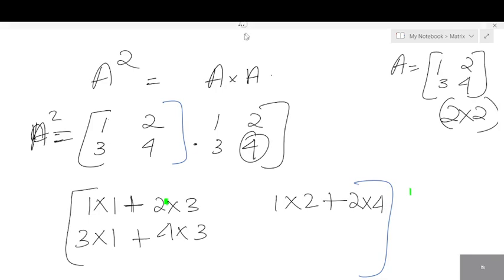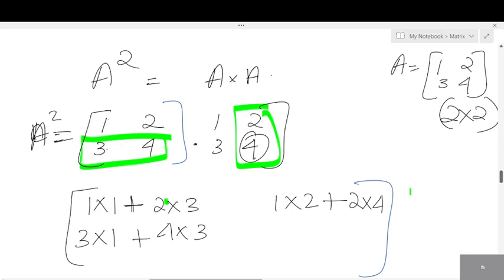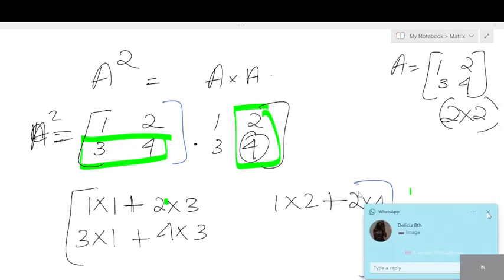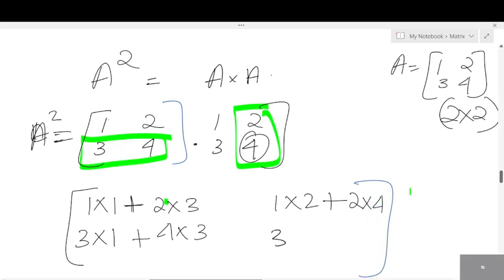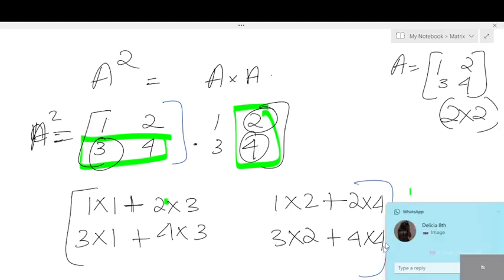Next, the same row down. Second with this. Which two I have to multiply? 3 into, take the first element from both. 3 into 2 plus 4 into what? 4 into 4.